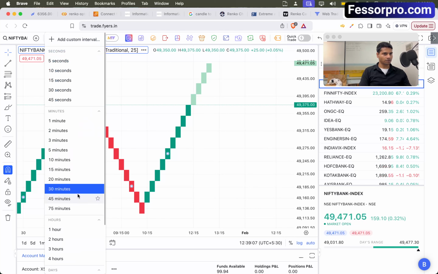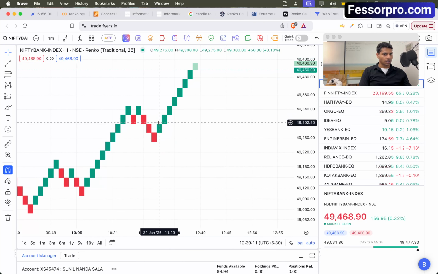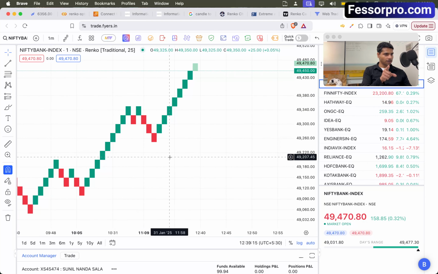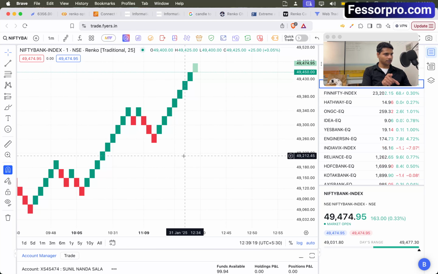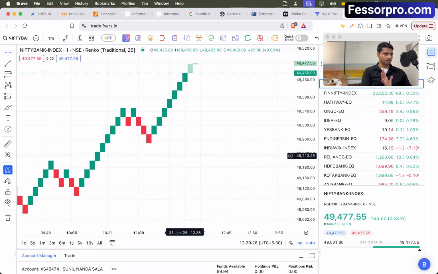I'll just change the time frame from 30 minutes to 1 minute, and I'll show you. Now this brick, you look at the time. Here you can see the time. This is 11:58. The next brick is 12:16. Then 12:34. So the difference in the time is different. A new brick can form at any time.